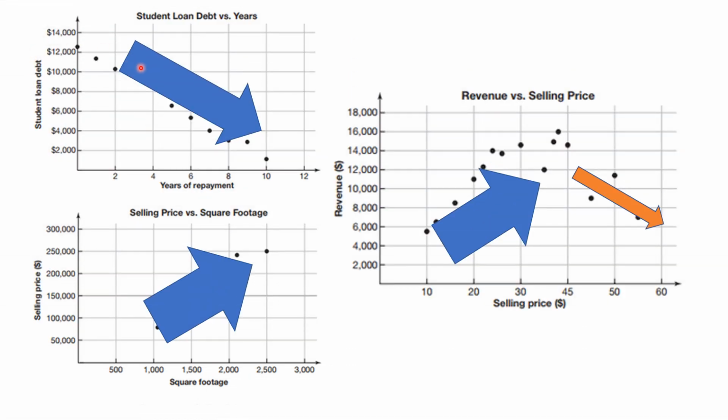Well, the student loan is going to decrease as time goes on because you're paying it off. The selling price: the bigger the house you get, the bigger the price tends to be. And revenue versus selling price: up to a certain point, you perhaps make more revenue if you're charging more, but eventually you charge enough so that fewer people buy it and you make less money. So those are the conclusions that you would draw from these scatter plots.